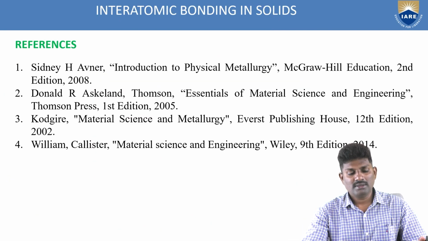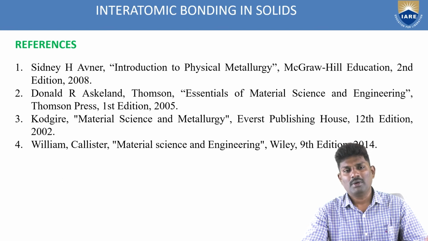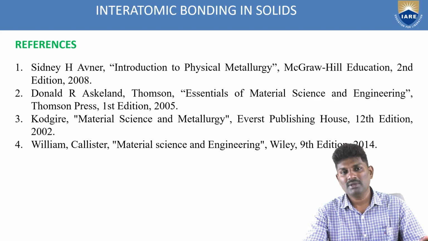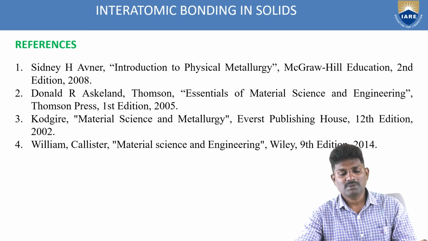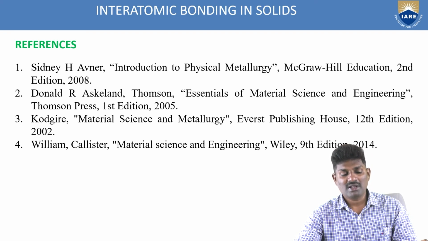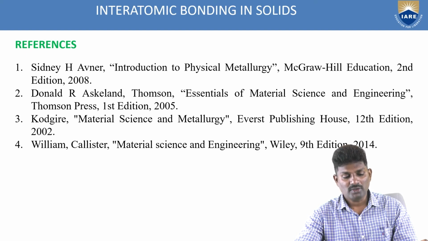And these are some of the reference books where you can get information about the types of bondings, what the classifications of bonding are, what the different types of bonding energies are, what the impact of the bonding energy is in each type of material, how the properties vary with the help of the atomic structure, and the importance of material selection based upon the type of bonding. We can find all of this in the reference books. The first one is Introduction to Physical Metallurgy by Sidney Avner, the second is Essentials of Materials Science and Engineering by Donald Askeland, the third is Material Science and Metallurgy by Kodgire, and the fourth is Materials Science and Engineering by William Callister.